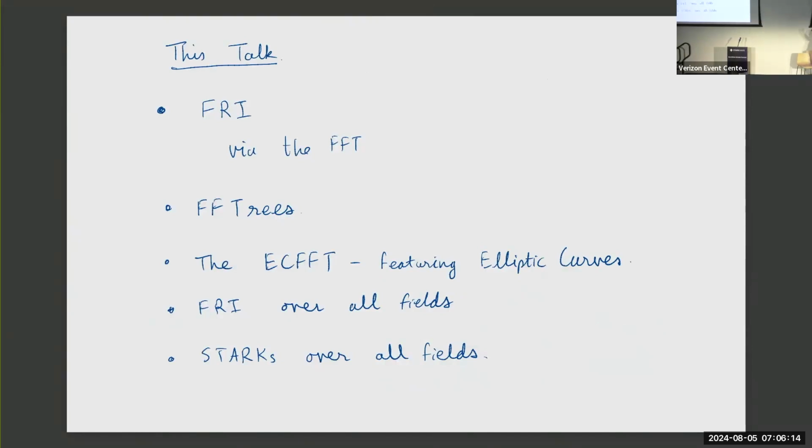Great. So in this talk, I will first tell us what FRI is, although I'm hoping that many of you know what it is, and I will motivate it from the FFT. Then we will study what happened in FRI that made it work, and inside we will talk about these things called FF trees, and then we will see a variant of it based on elliptic curves called the ECFFT. And this is what is going to enable FRI, which by default just works over fields with some very special number theoretic structure, to work over all finite fields. And then we'll see FRI over all fields, and I will say in one slide how STARKs work also for STARKs over all fields.